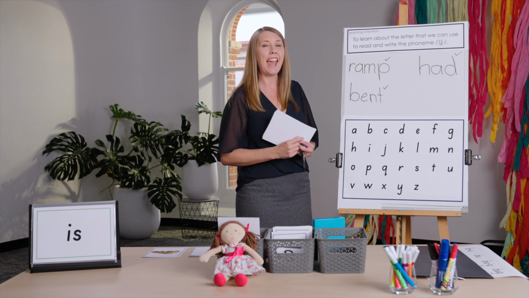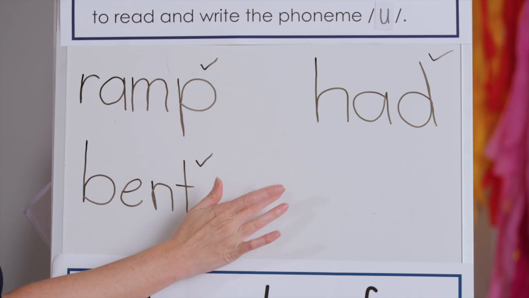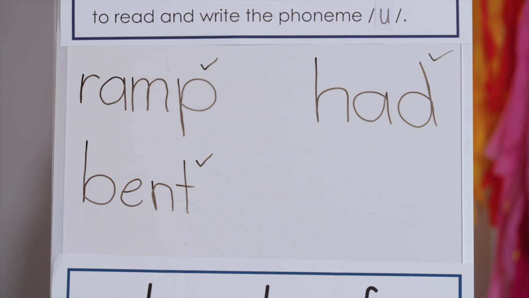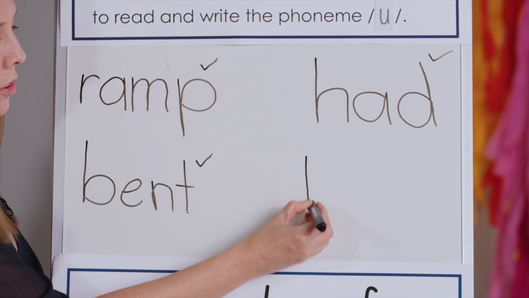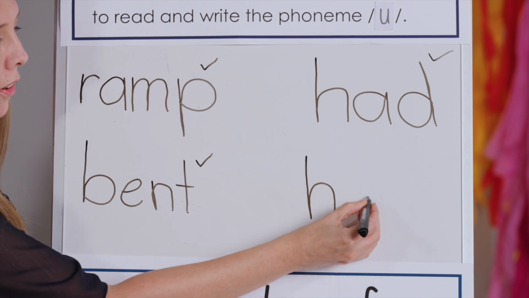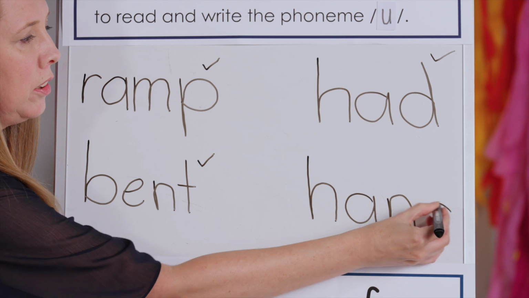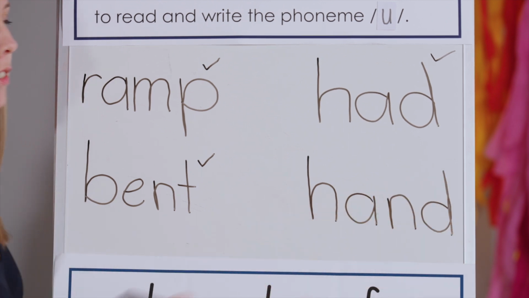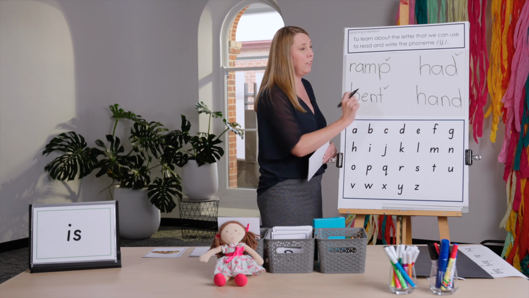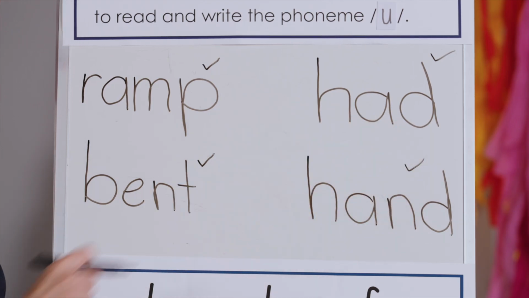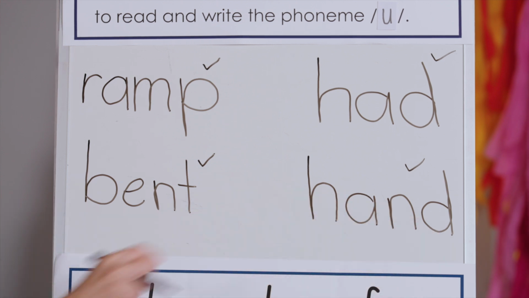What word? Hand. Let's tap the phonemes in hand. A, n, d, hand. Write the word hand and say all the phonemes as you're writing the word. A, n, d, hand. Does yours look the same as mine? If it does, give it a tick. Let's read this word. A, n, d, hand.